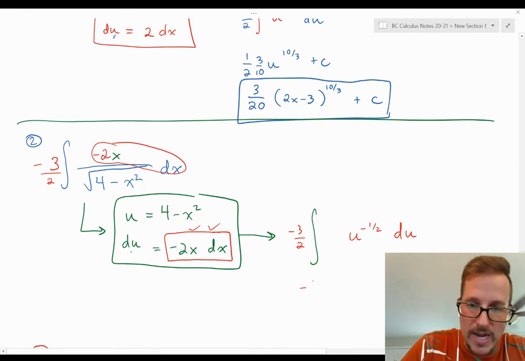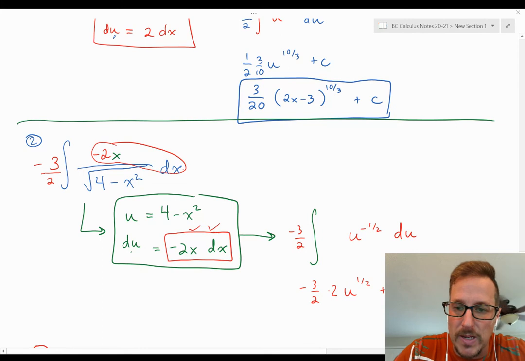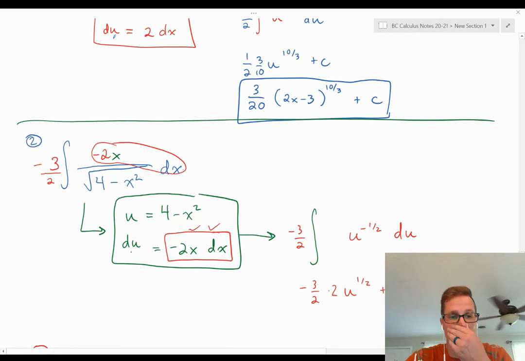Let's do it. Negative 3/2 u to the positive 1/2, multiply by 2, add our constant, and then we want to rewrite that in terms of x by subbing back in the u. So that'll be negative 3 times the square root of 4 minus x squared plus the mystery constant. So there would be my antiderivative.